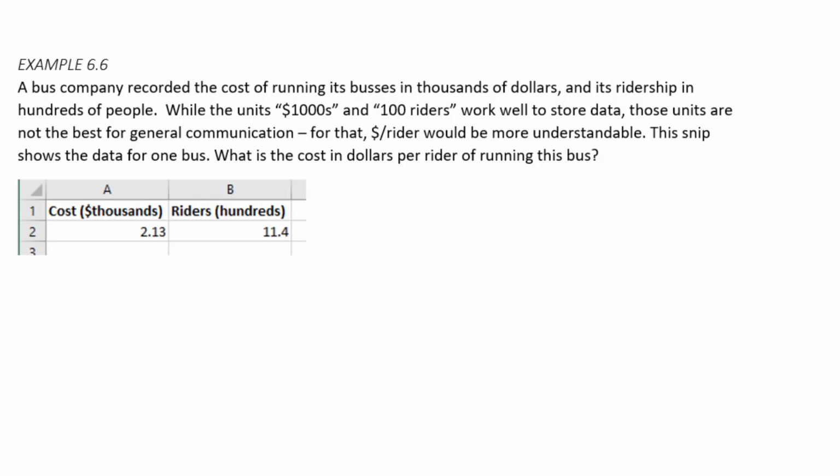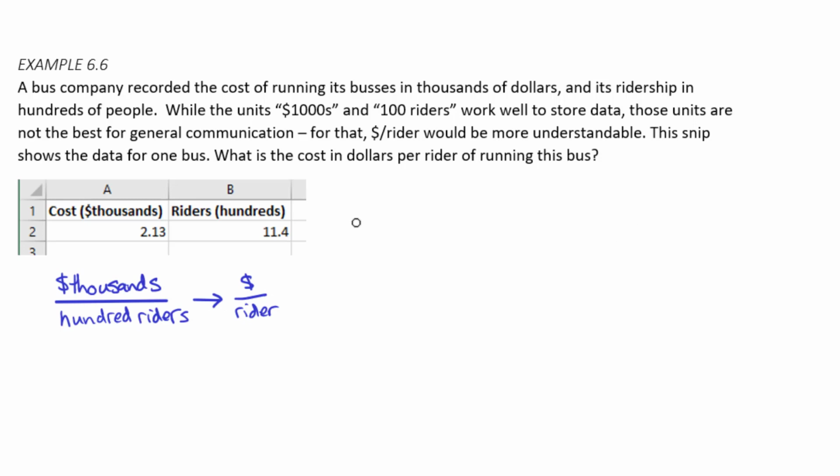For that, dollars per rider would be more understandable. This snip shows the data for one bus. What is the cost in dollars per rider of running this bus? If we just divided these numbers, we would end up with a result in thousands of dollars per 100 riders. What we want is just dollars per rider.